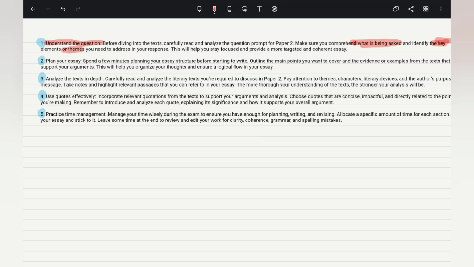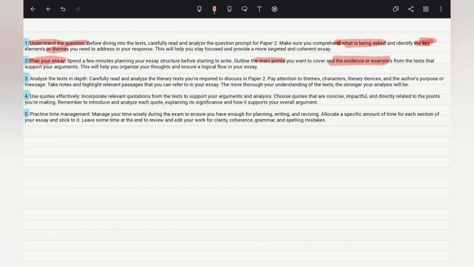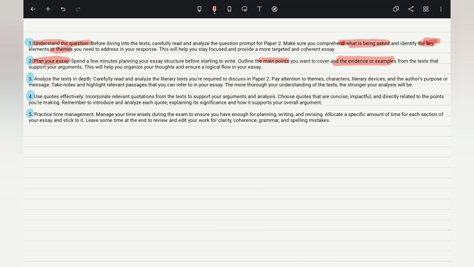Number 2 is to plan your essay, very important. So planning, I'm sure you know, is pivotal for any exam, especially for literature. Spend a few minutes planning your essay structure before starting to write. Outline the main points you want to cover and the evidence or examples. So here is referring to the quotes from the text that support your arguments. This will help you organize your thoughts and ensure a logical flow in your essay.